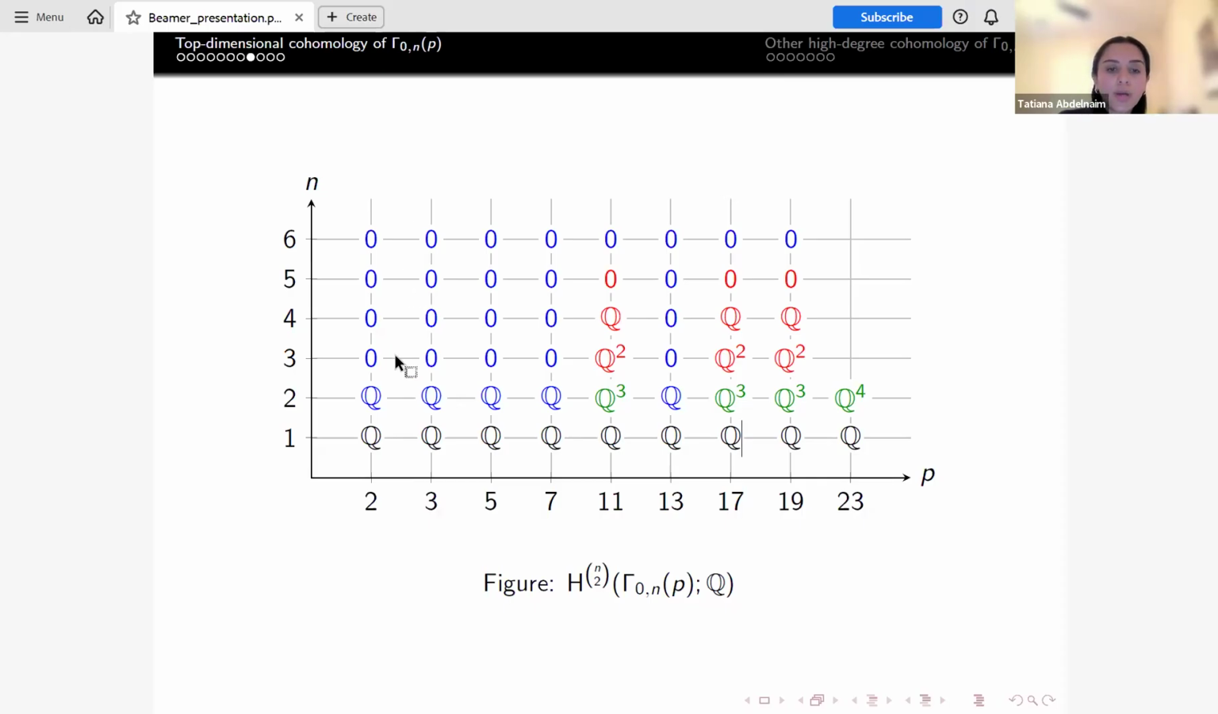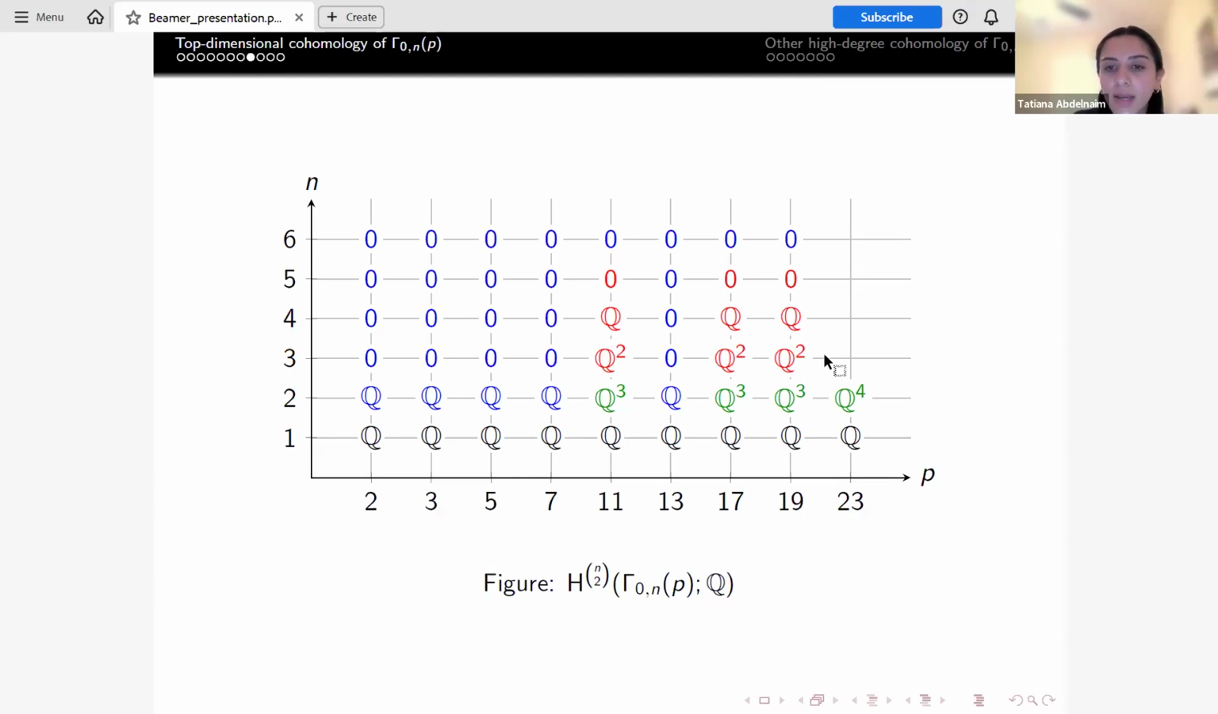So this was all new. We get all these new zeros and all these new degrees. And all the red values, I directly computed the cohomology for these specific prime numbers, 11, 17, and 19.